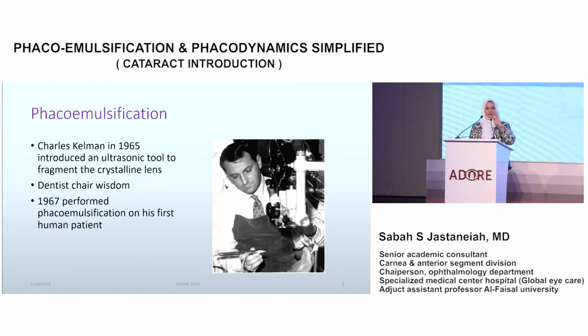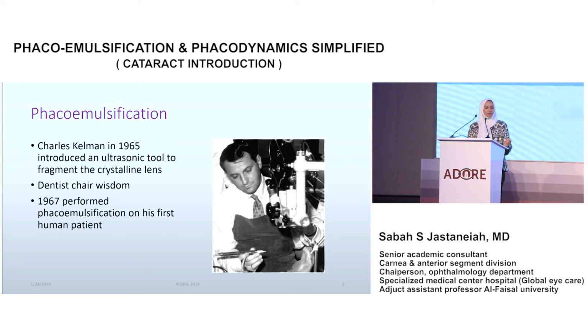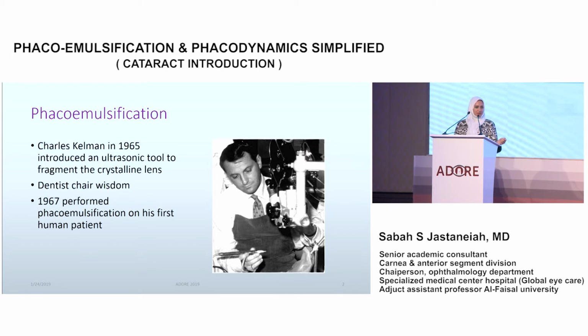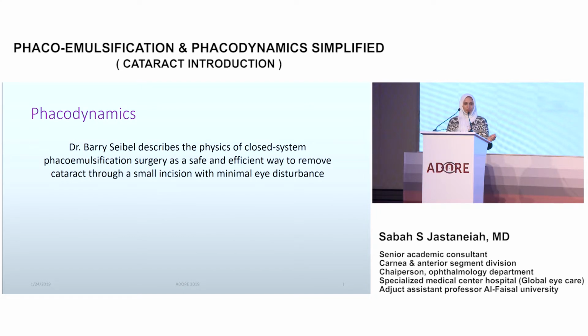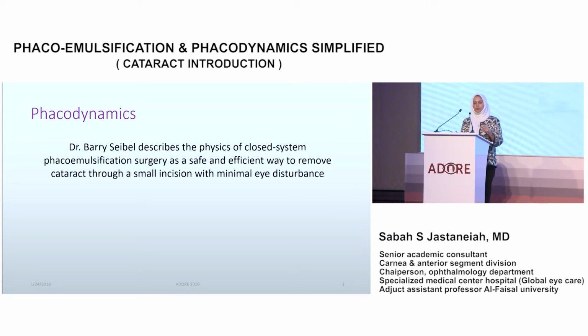So today my presentation is going to be about phaco-dynamics, which is a topic not favored by many ophthalmologists. Phacoemulsification, as we all know, was started by Professor Charles Kelman in 1965, when he thought of using ultrasound power to fragment the crystalline lens while he was sitting in the dentist chair. In 1967, he performed his first phacoemulsification procedure on a human eye. From there, Dr. Barry Sabol used the term phaco-dynamics to describe the physics of closed system phacoemulsification surgery as a safe, efficient way to remove the cataract through a small incision.